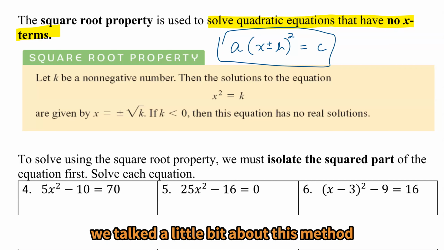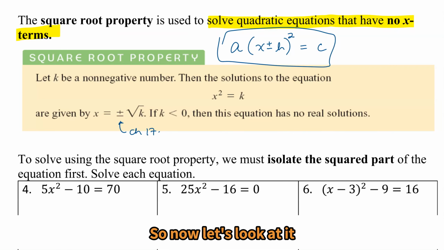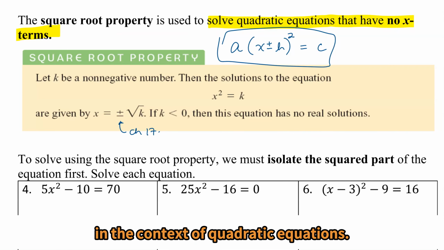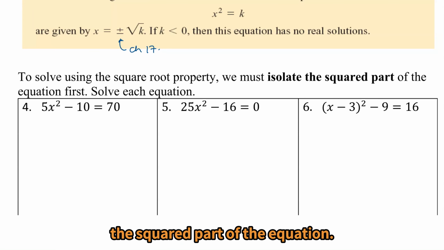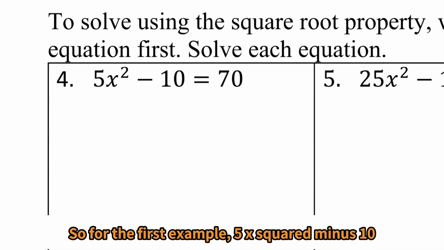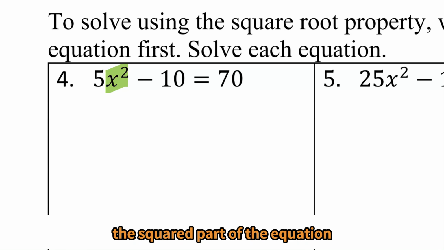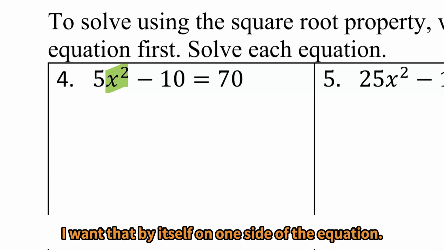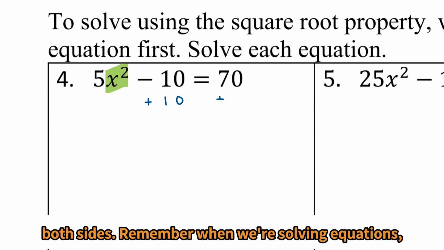And we talked a little bit about this method just in chapter 17 with radicals. So now let's look at it in the context of quadratic equations. The first step that we're going to do is isolate the squared part of the equation. So for the first example, 5x squared minus 10 equals 70, the squared part of the equation is x squared. I want that by itself on one side of the equation. So the first step would be add 10 to both sides.